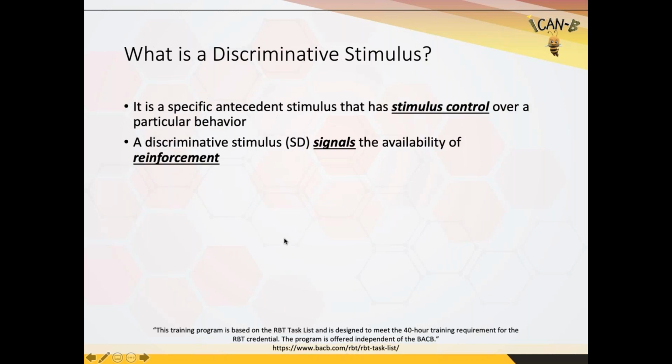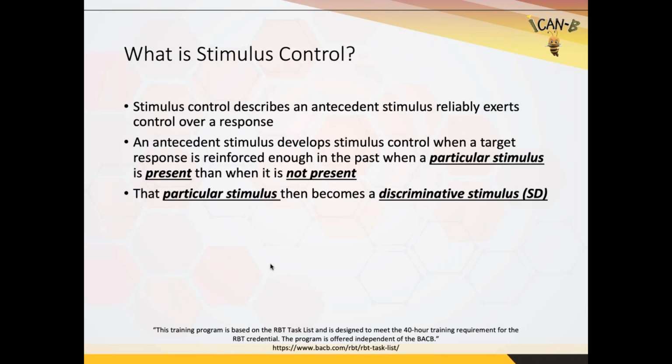It is a specific antecedent stimulus that has stimulus control over a particular behavior. A discriminative stimulus, or SD, signals the availability of reinforcement. What is stimulus control? Stimulus control describes when an antecedent stimulus reliably exerts control over a response. Basically, what that means is that when you have a certain signal in the environment, that signal itself is going to signal that there is possibility to receive some type of reinforcement.